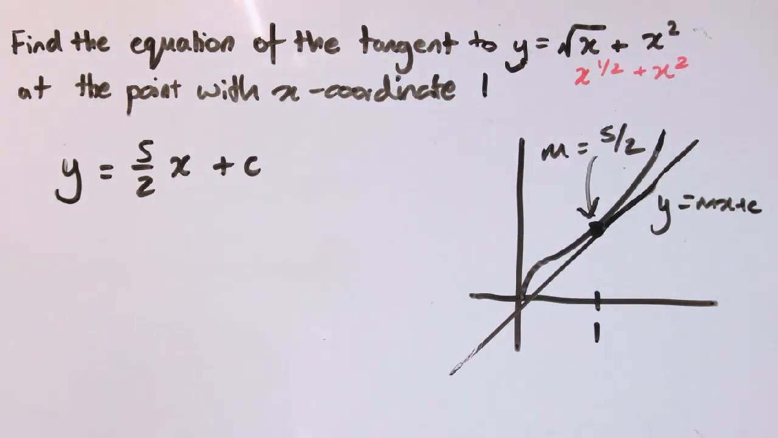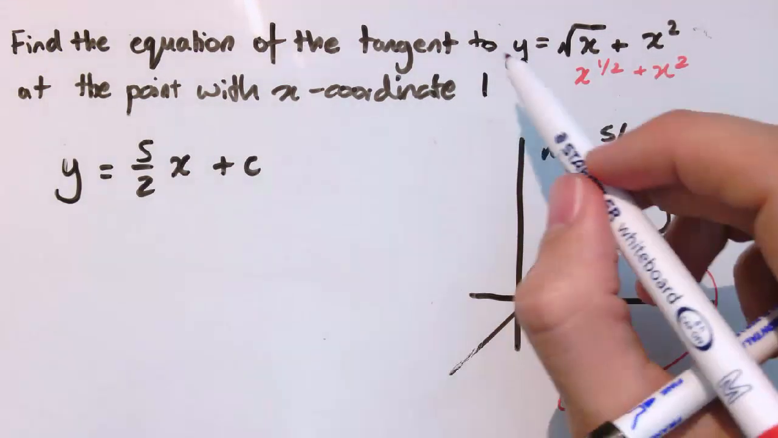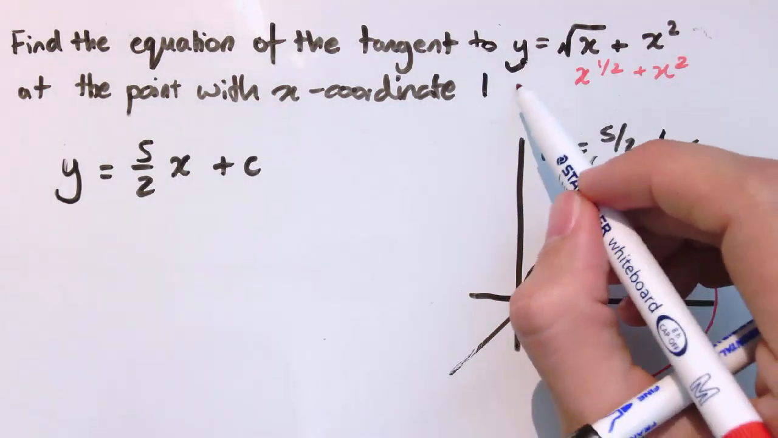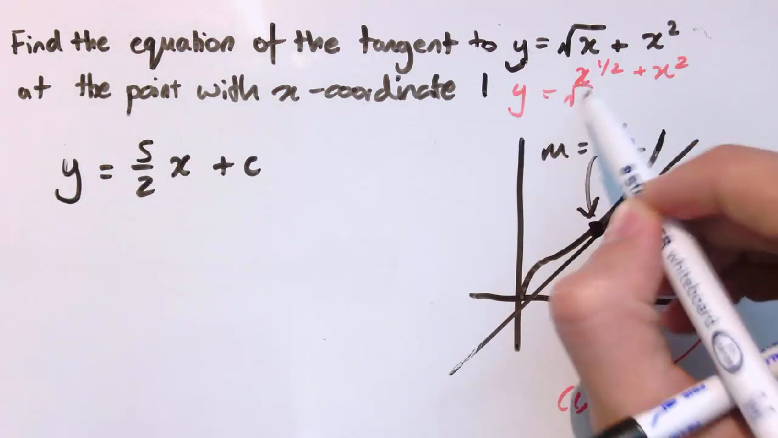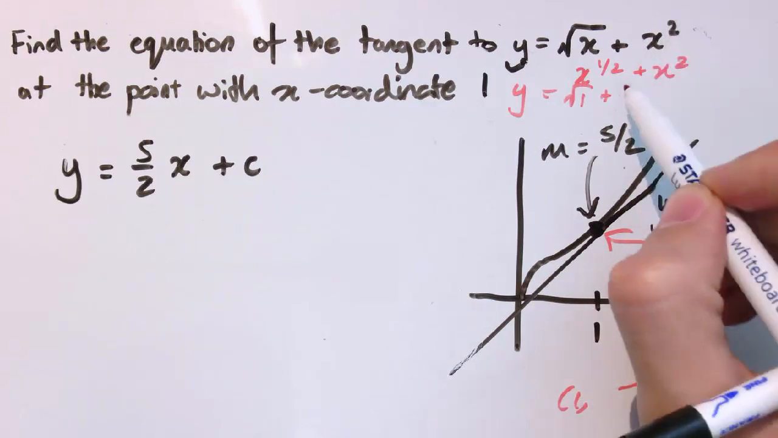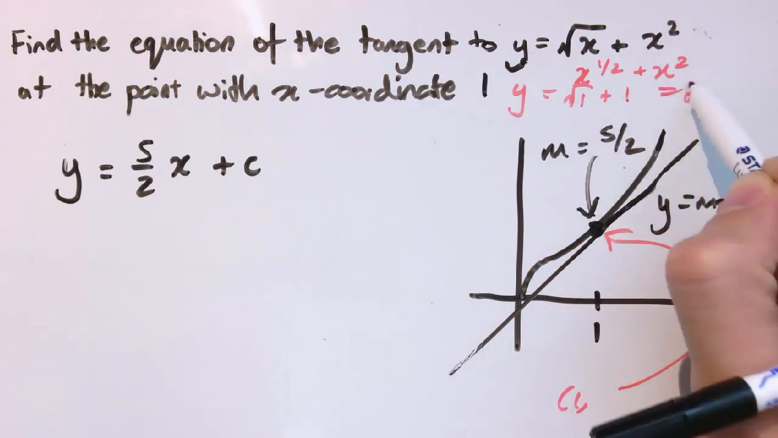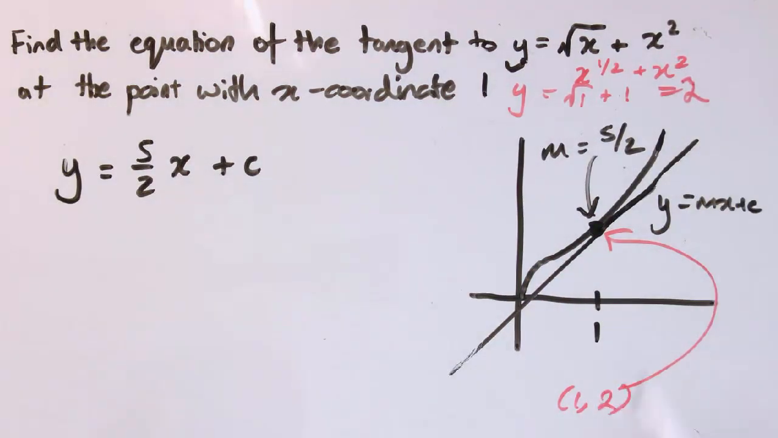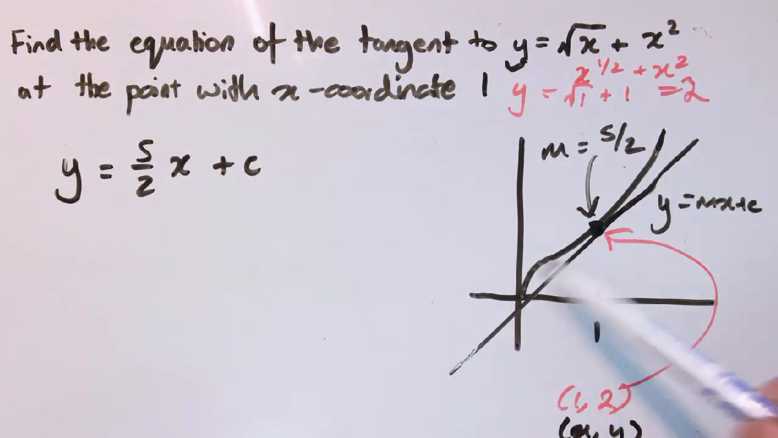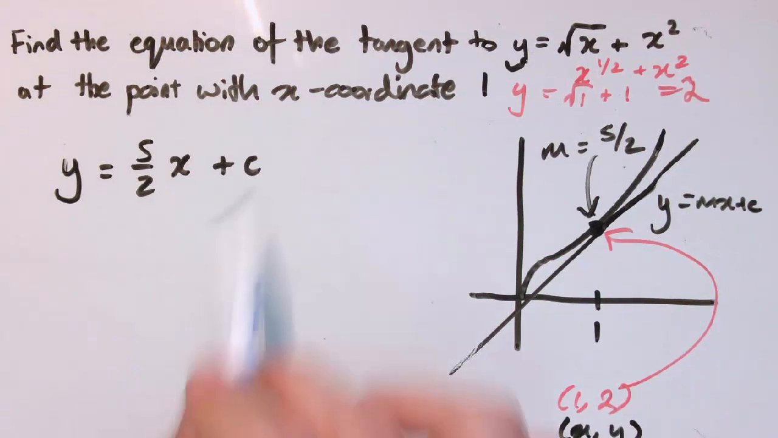We've got to go through the steps again. We want to work out the coordinates at this point, and we know it's got x coordinate 1. So when I put that into here, I get y equals the square root of 1 plus 1 squared, so that's 1 plus 1, that's 2. So the y coordinate is 2. So this point here where they meet is (1, 2). So there are our x and y values for a point that's on the curve and on the straight line. So those 1 and 2 work for this straight line.